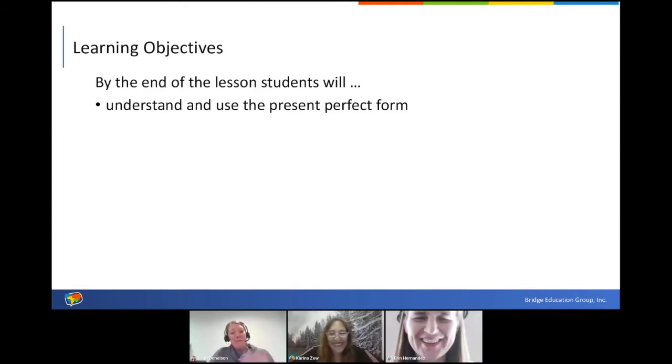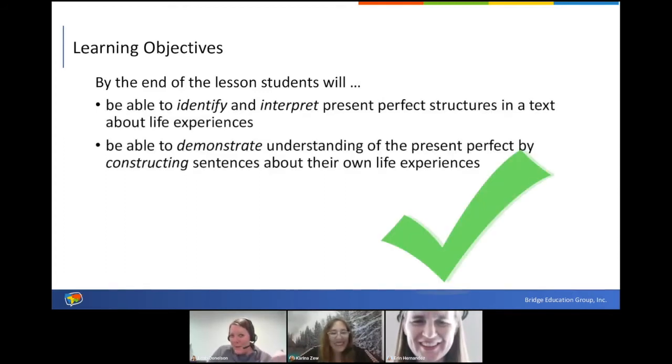Okay, so I'm just going to show you maybe a better way to phrase and to look at those objectives, right? So by the end of the lesson, students will, instead of understand, identify and interpret present perfect structures in a text about life experiences. Okay, it's measurable. Can they find them and identify them and then talk about what they mean, right? Students will be able to demonstrate understanding of the present perfect by constructing sentences about their own life experiences. Measurable ways to measure achievement.